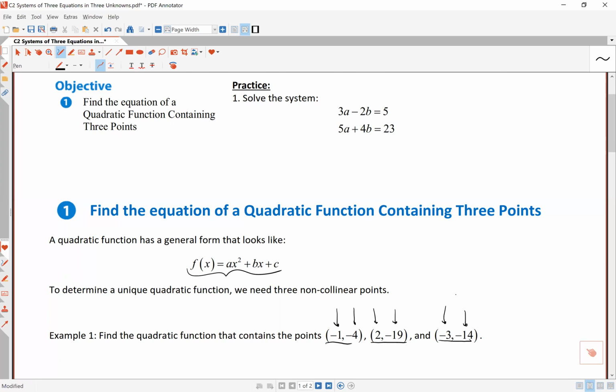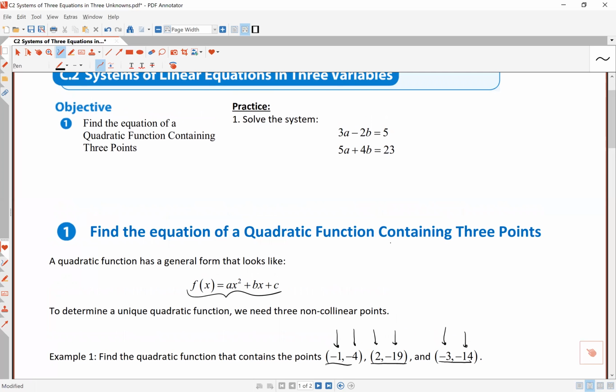So remember, we solve systems of equations by elimination by getting one of the variables to have opposites. The coefficients need to be opposites. So this -2 there, I could multiply it by 2 to end up with the opposite of 4. And that would give me 6a minus 4b equals 10. To make that a -4, we had to multiply everything by 2. When we add those two equations together, we get 11a equals 33, which gives us a equals 3.